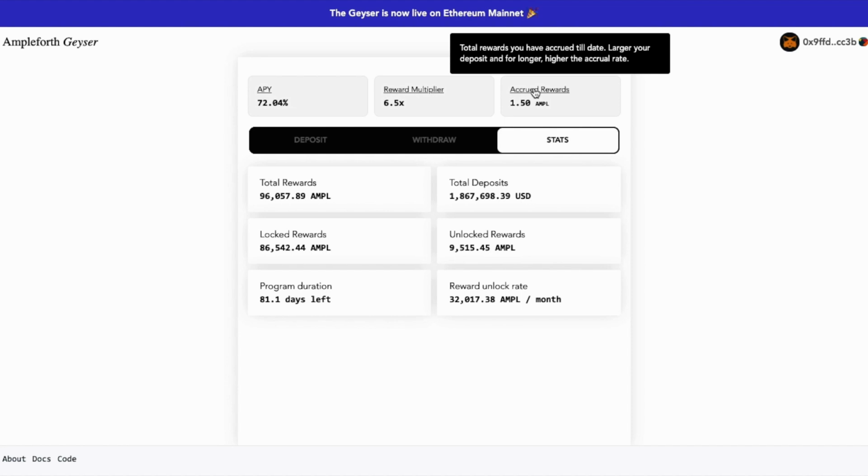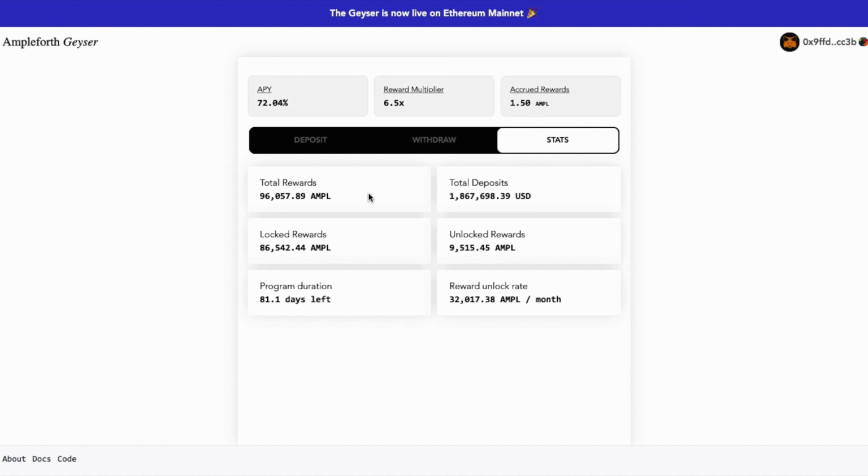Accrued rewards: total rewards you have accrued to date. So as of now, I have earned about 1.5 Ample. The larger your deposit and the longer, the higher the accrual rate. So the more you add, the more you will earn. The longer you stay, the more you will earn as well.